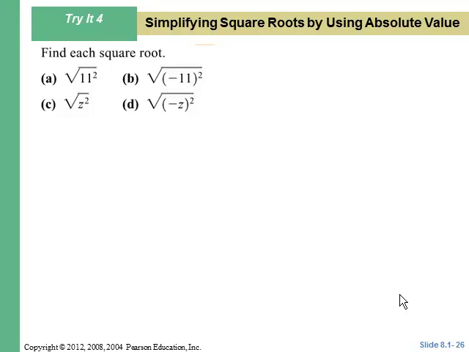Okay. So you do these. First one is 11. B is 11. C is z. And D is z. So whether it's positive or negative doesn't matter. You're always going to get a positive number.